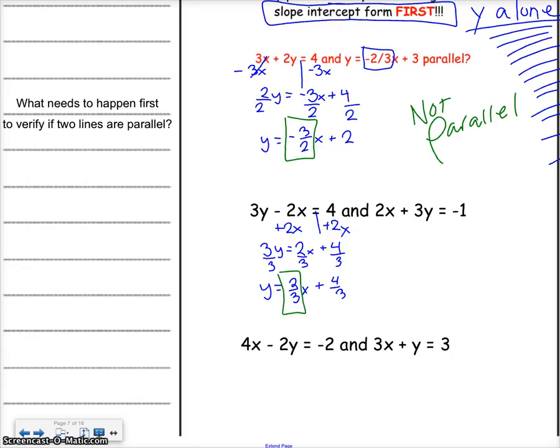The next one, I got to solve for y. So I'm going to subtract the x term, right? Sure am, because I'm given two equations. And I get 3y equals negative 2x minus 1. Don't forget it's minus 1 or plus a negative 1. Now divide by the coefficient of y. Y equals negative 2/3 x minus 1/3.